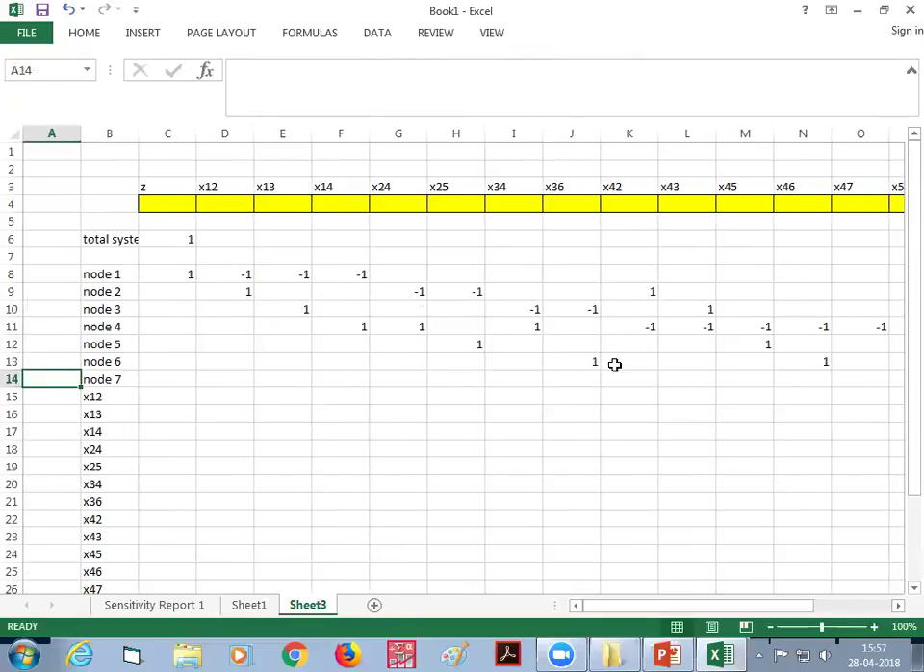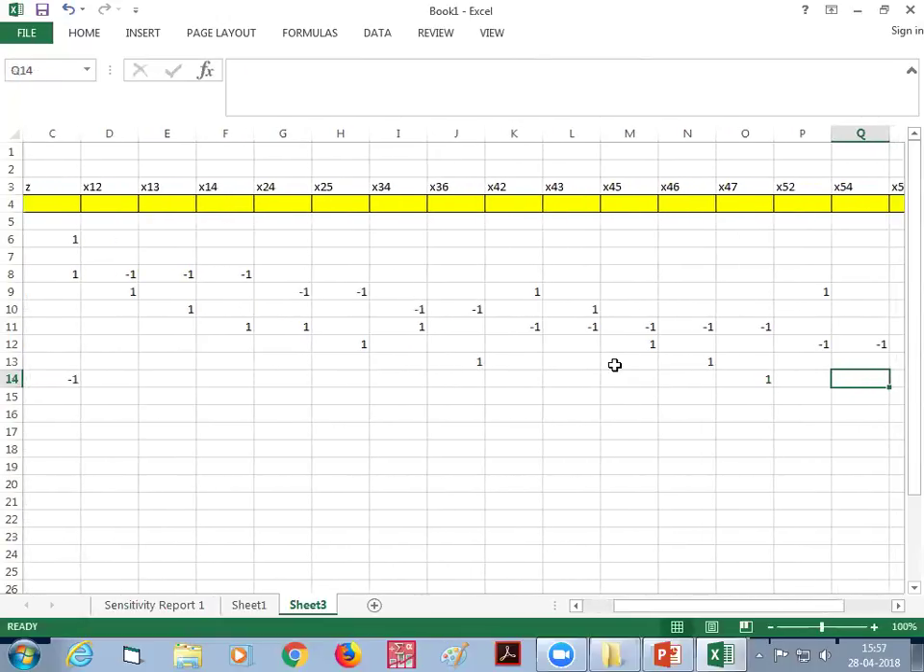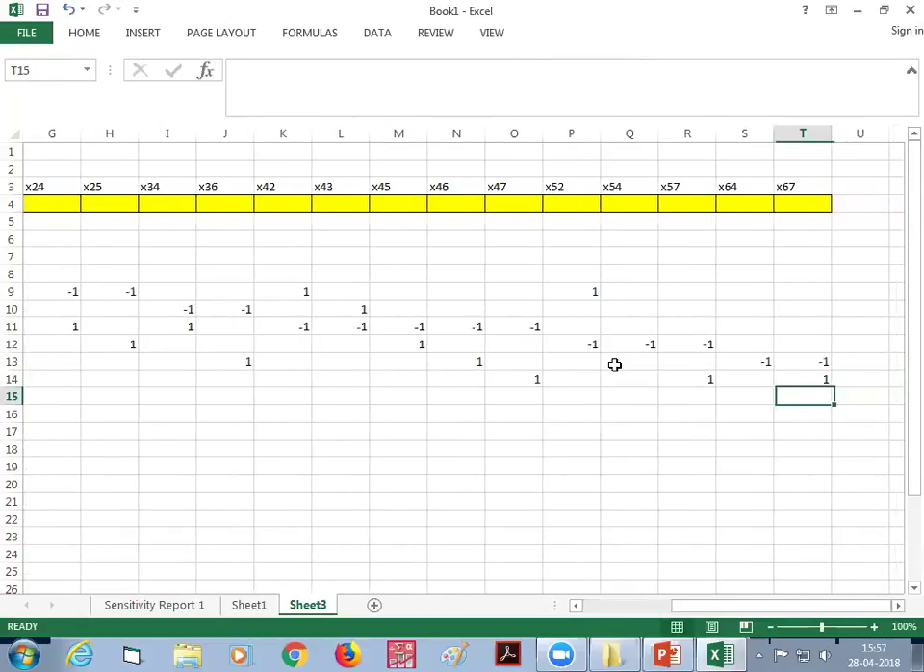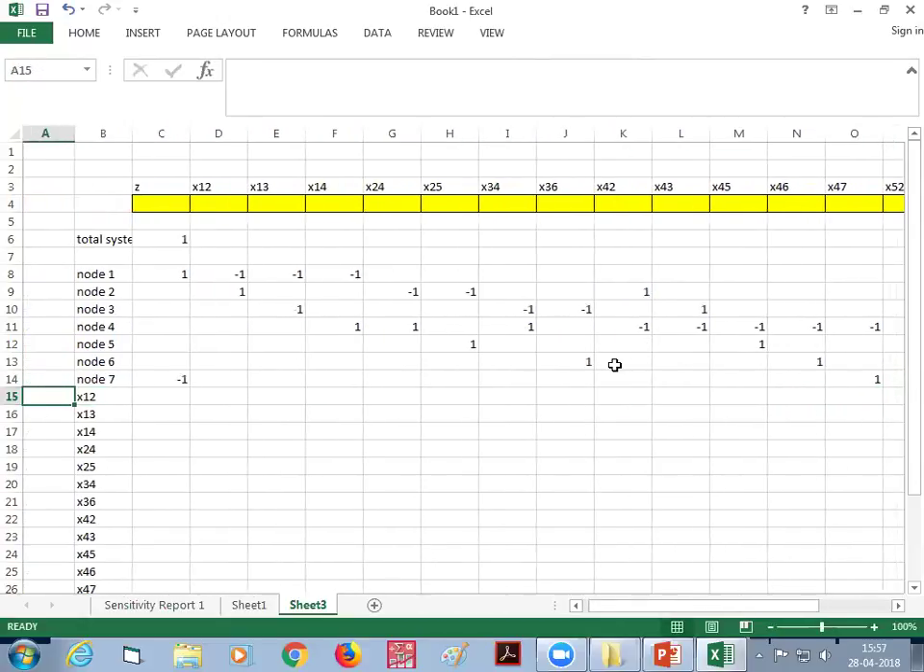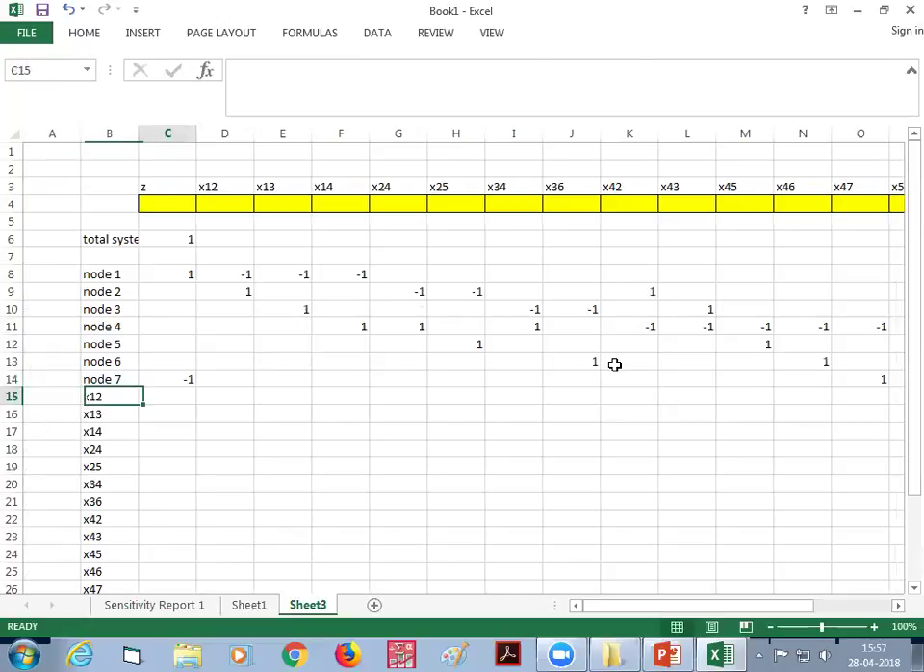Then node 7. Node 7 outflow is Z. Inflow is 4, 7, 5, 7, and 6, 7. Now we need an identity matrix here. So identity comes on the diagonal.